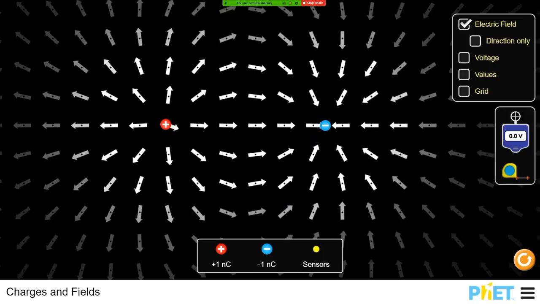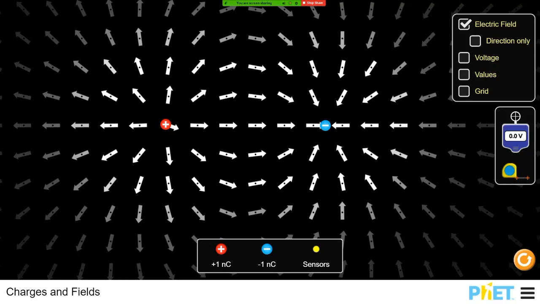We can see that there's an electric field shown here emanating away from the positive and going into the negative. The direction of the arrow is the direction that a positive test charge would feel a force if it were placed in that area. It's going to be repelled by the positive and attracted to the negative. That's the direction we get for the electric field.